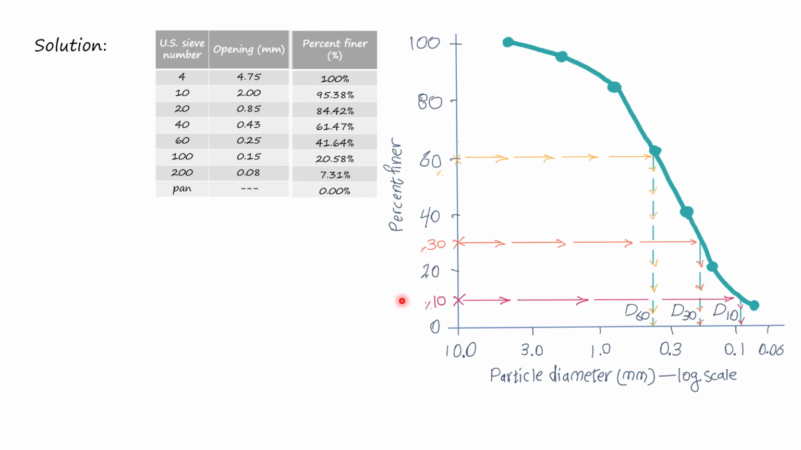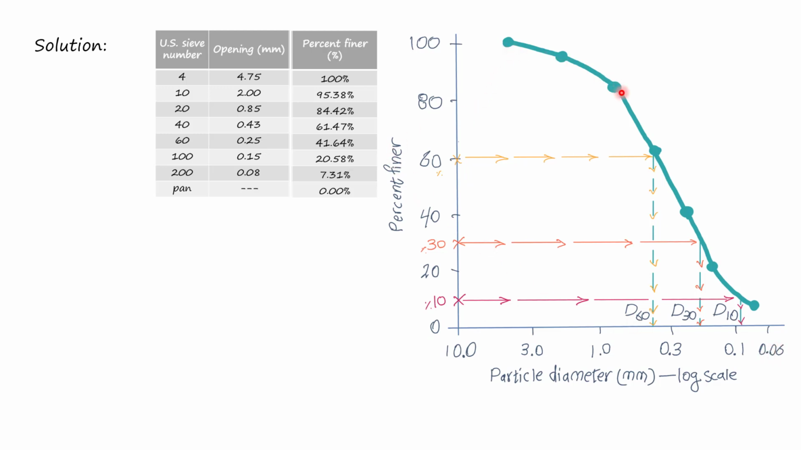Really simple. Your y-axis is the percent finer, and your x-axis is the particle diameter. It's basically your opening. But be careful. Log scale. It is a log scale, and it's the opposite way. It doesn't go from 0 to 10. It's the opposite, from 10 to 0.